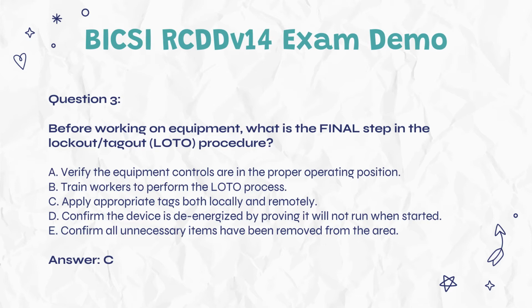Question 3. Before working on equipment, what is the final step in the lockout, tagout, LOTO procedure? A. Verify the equipment controls are in the proper operating position. B. Train workers to perform the LOTO process. C. Apply appropriate tags both locally and remotely. D. Confirm the device is de-energized by proving it will not run when started. E. Confirm all unnecessary items have been removed from the area. Answer C.